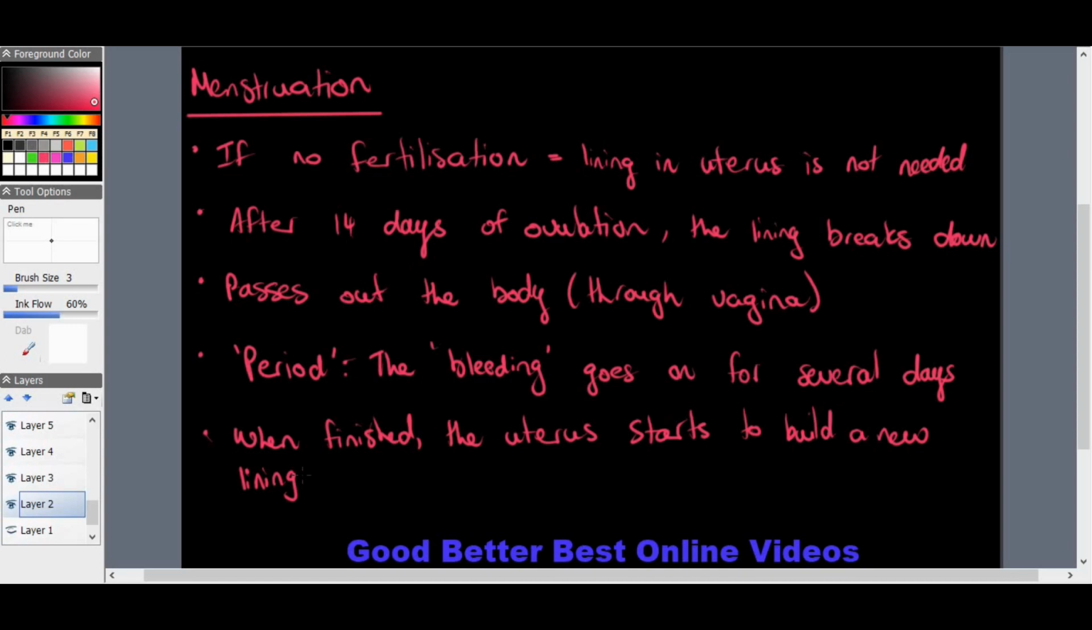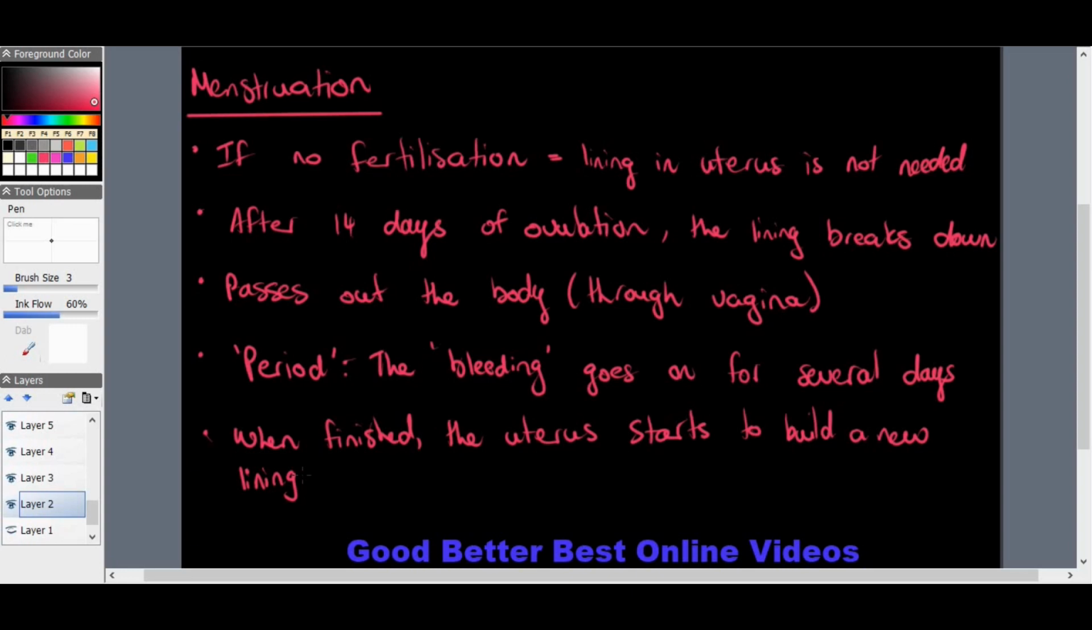So the next ovulation happens about 14 days after the start of the period, by which time the uterus lining is ready again. So this process restarts itself from the beginning again. The whole cycle therefore takes 28 days to finish. Let's have a look at that again. Once menstruation is finished, the uterus will start to build a new lining in case the next egg gets fertilized.